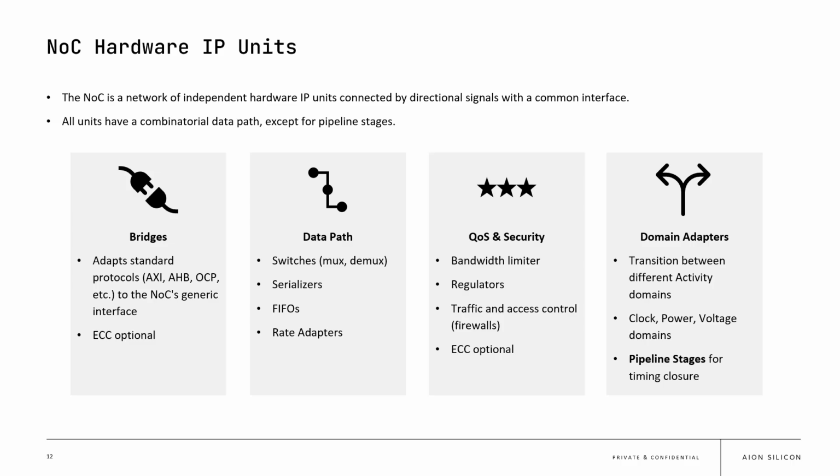And then finally, we've got the domain adapter, which performs transitions between different activity domains, and also things like clock, power, voltage domain management. In addition to that, there is support for inserting pipeline stages to assist with timing closure. So those are broadly your four categories of NoC IP units.